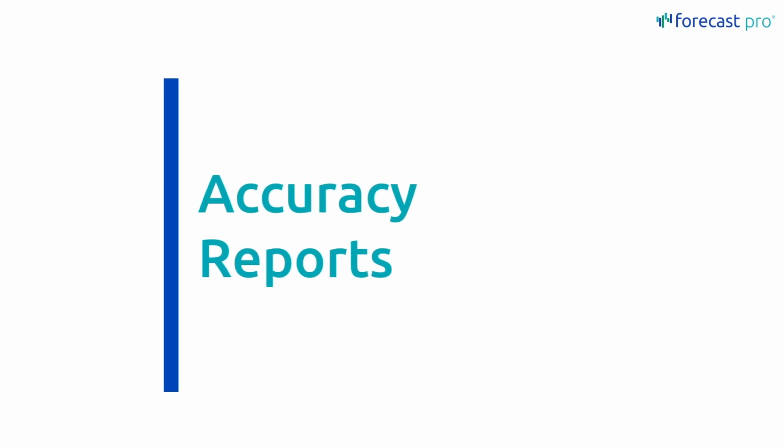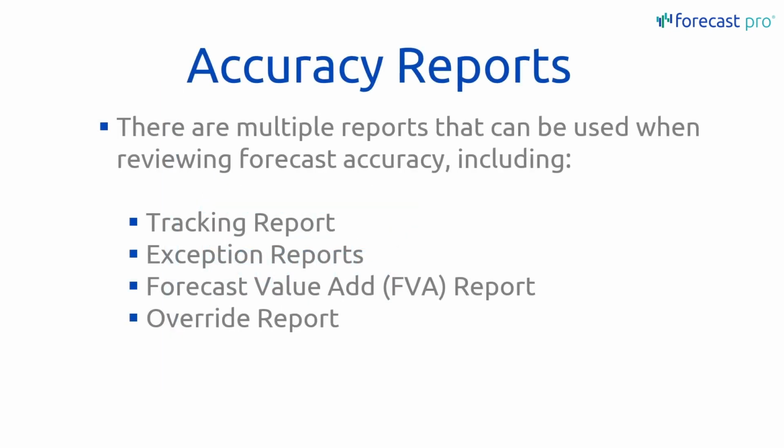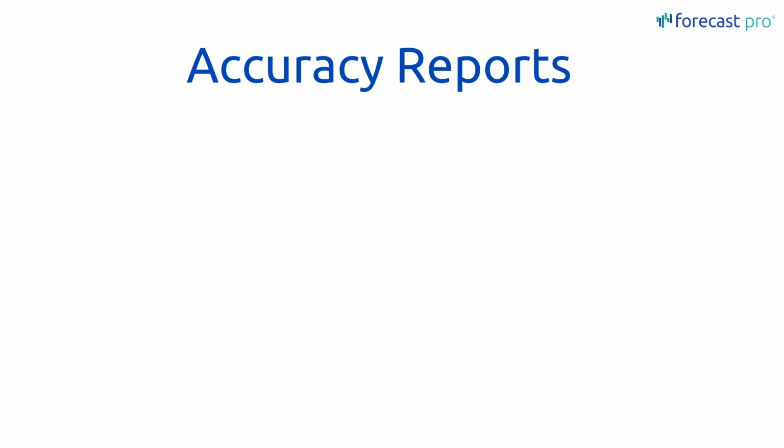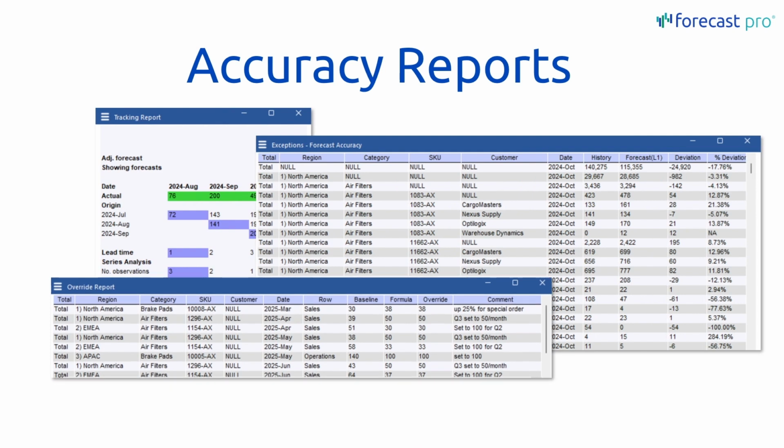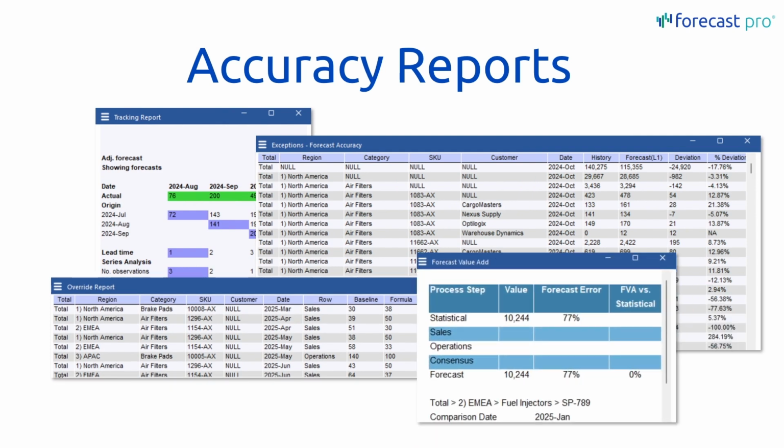Now that we know the statistics, what reports do we actually use to measure forecast accuracy? Within Forecast Pro, there are multiple reports that show this forecast accuracy, including the tracking report, the exception reports, the forecast value add reports, and the override reports. All of these reports are focusing on a different KPI, or key performance indicator. And so it's about using the right report based off of what information you're trying to measure accuracy against.